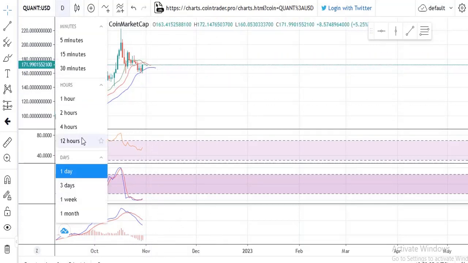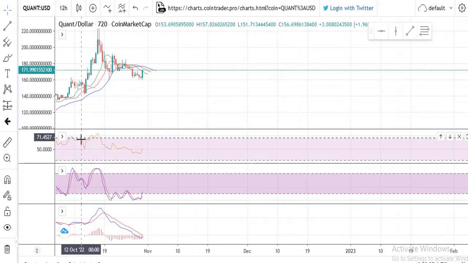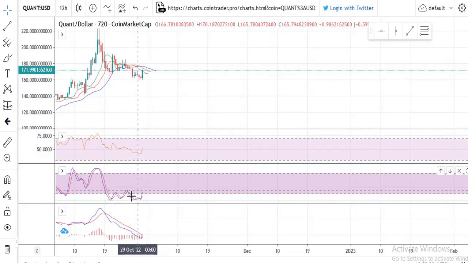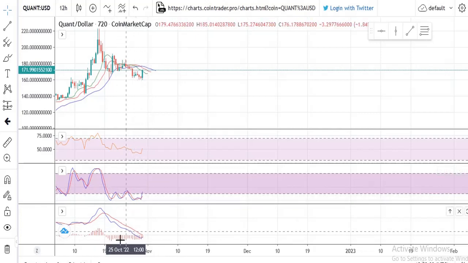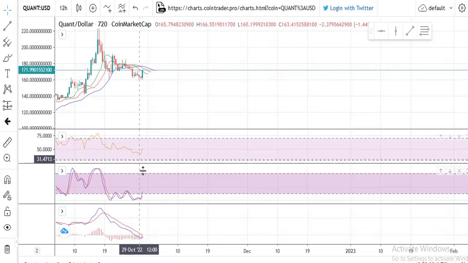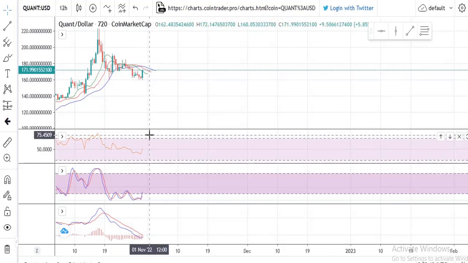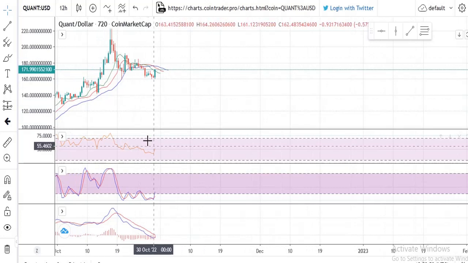If we go down to the 12 hours, everything is moving according to plan. As you can see, the stochastic has been quite low. There is a huge bullish divergence on both the MACD and the RSI on the 12 hours time frame. So everything is going according to plan. We've been expecting this bounce, we are seeing the bounce, and now we should see Quant at higher prices.